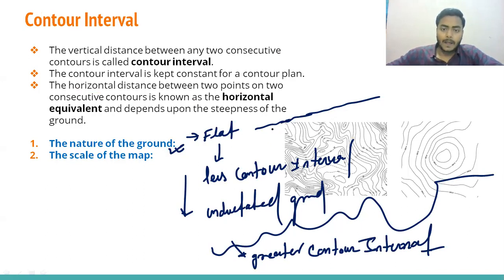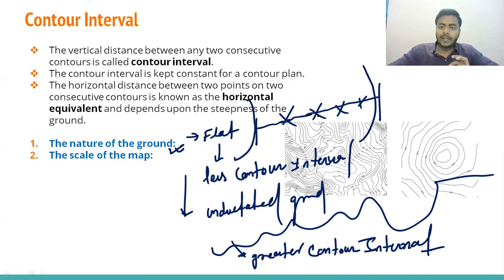Larger contour interval. Suppose in the flat case, where the ground is flat, you have taken a large contour interval. So what will happen? One contour will be drawn here, one contour will be drawn here. In between, there won't be any contour lines. If there are no contour lines, we cannot judge what the features of the ground are in between. We need to know the features of the ground in the flat case, so we have to reduce the contour interval.